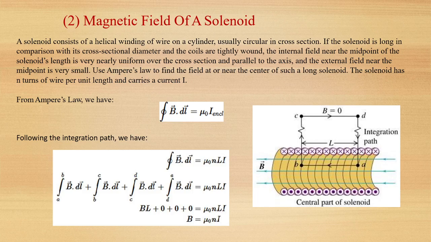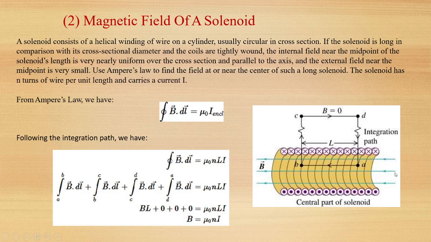We are using Ampere's law to find the field at or near the center of such a long solenoid. The solenoid will have n turns of wire per unit length and it will carry the current I. Now according to Ampere's law, we can write closed integral B dl is equal to mu naught into I enclosed. Following the integration path, we can write integral B dl is mu naught n L I.